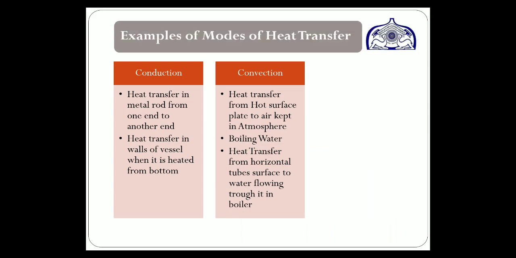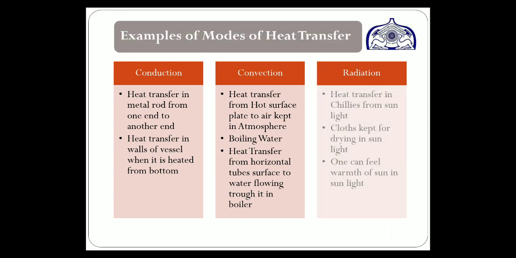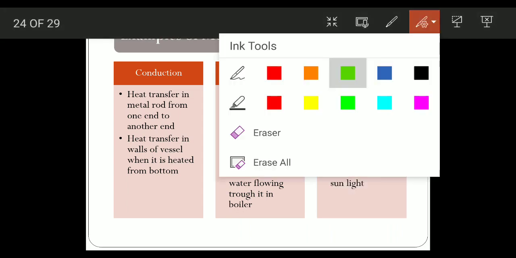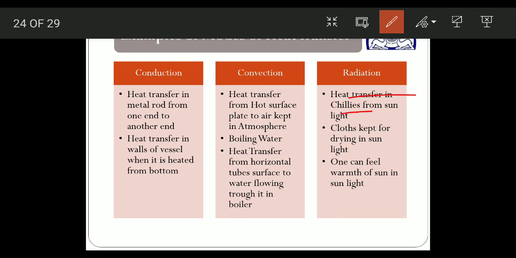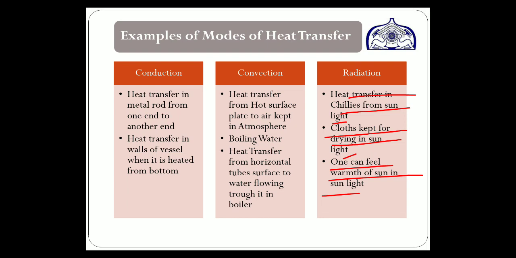Next are examples of radiation. Heat transfer in chillies from sunlight, clothes kept for drying in the sunlight, one can feel the warmth of the sun in the sunlight. So these are the examples of radiation.